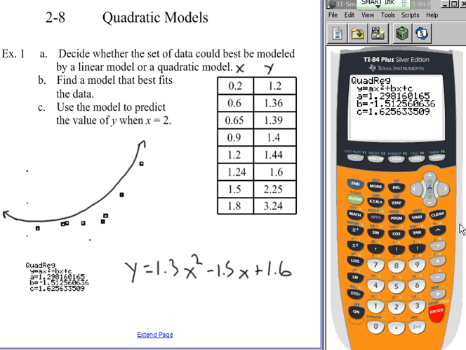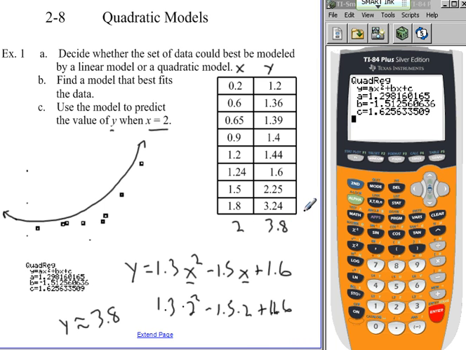Okay, last thing we need to do is use this model, use this equation to predict what y is equal to when x equals 2. That means we're going to plug 2 in place of x here and here. So we're going to say 1.3 times 2 squared, and do the square first, minus 1.5 times 2 plus 1.6. And if you do that, you won't get an exact value, but y is going to be about 3.8. Which if you look at your data, when x equals 2, it seems to make sense that y could be about 3.8.